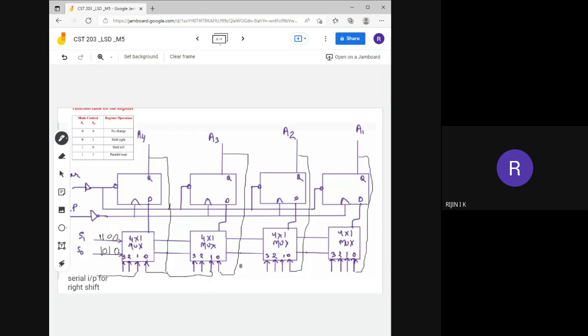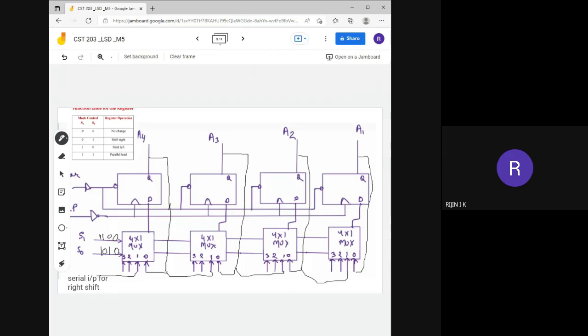Similarly, this A3 you can take as input for line number 1 here. Similarly, you can take this A2 to this line number 1. Okay, then you will get the serial out through this A1. So this is how you will perform serial input operations.